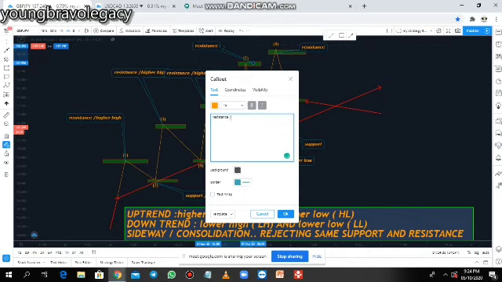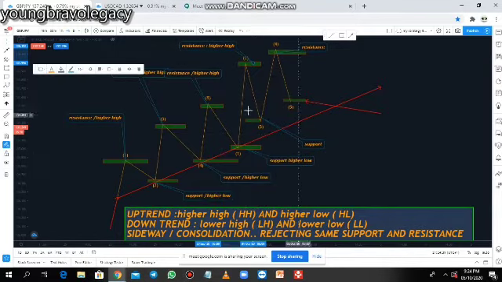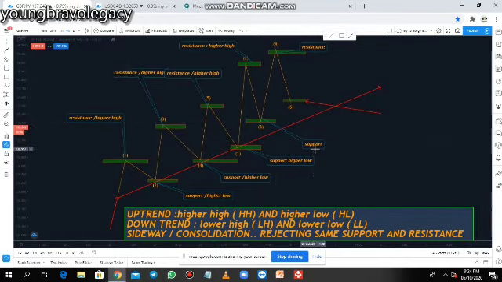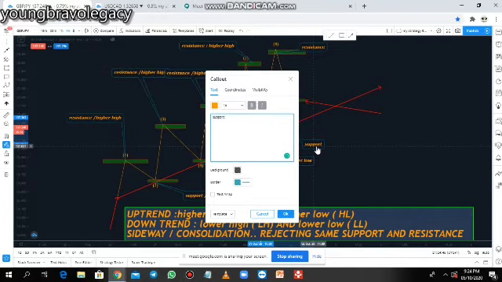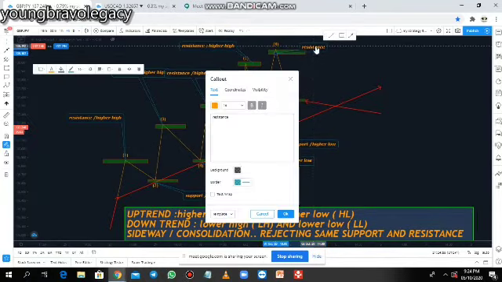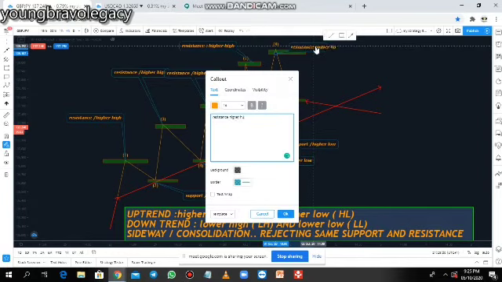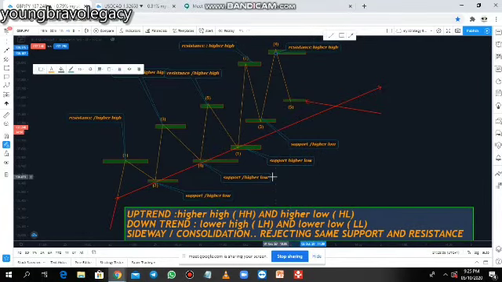Then we have this resistance. This is our higher high, then this is our higher low, because this is not higher than the previous high. Then we have this to be our new higher high. This is the structure of an uptrend.